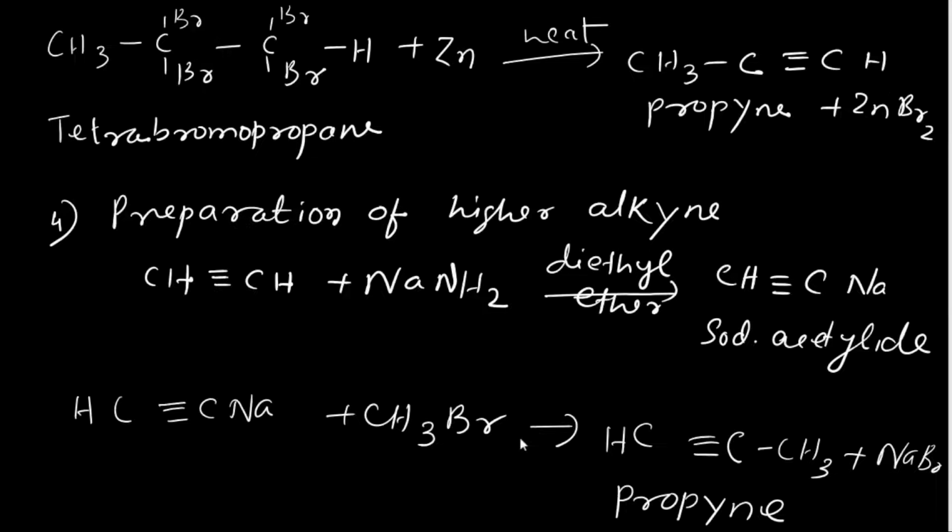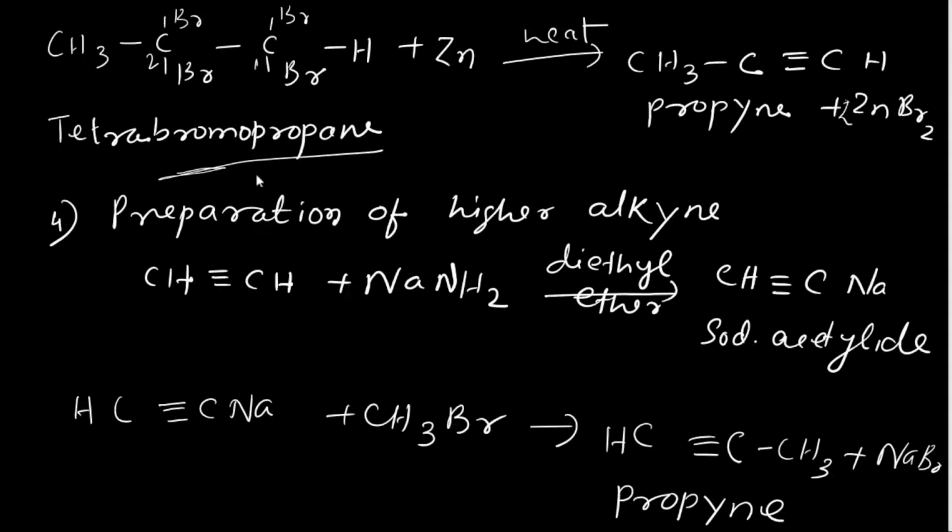Before that you can see another example, tetrabromopropane. Propane means 3 carbons, and tetrabromo means 4 bromines are attached. This is position 1, and this is position 2. And what happens? Zinc on treating, as 4 bromines are there, gives ZnBr2 two times.